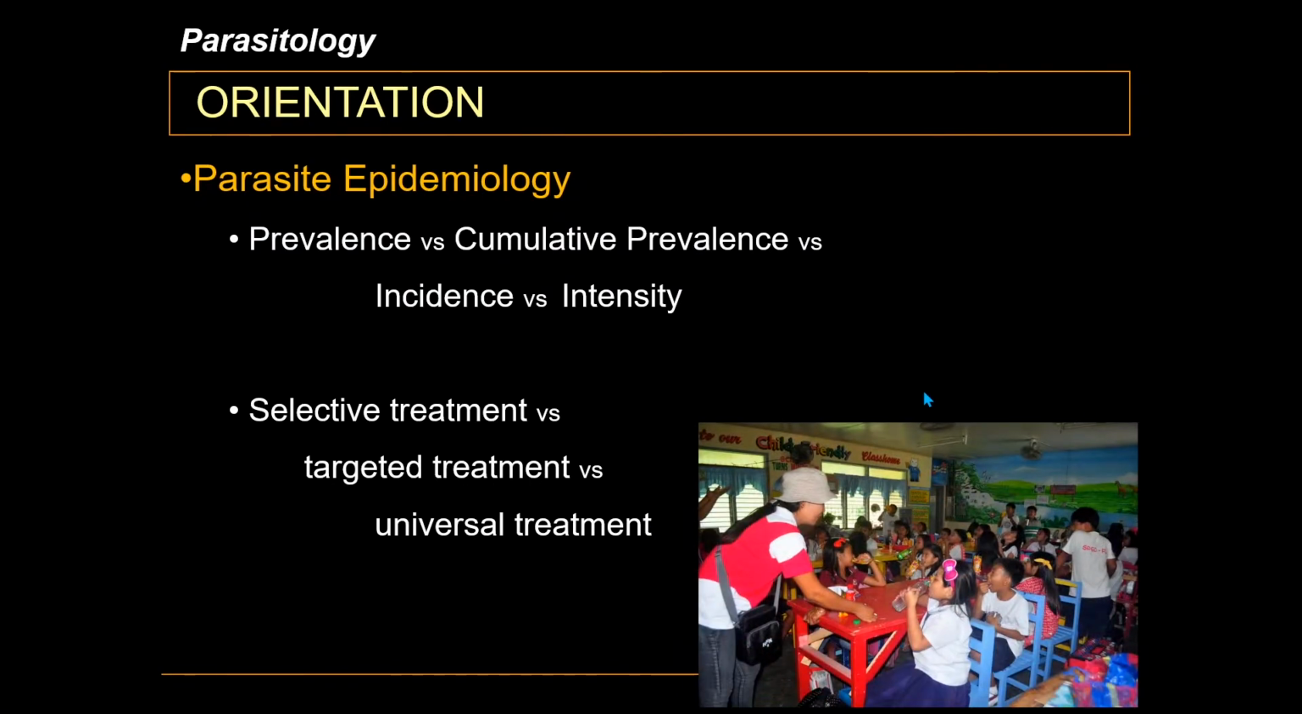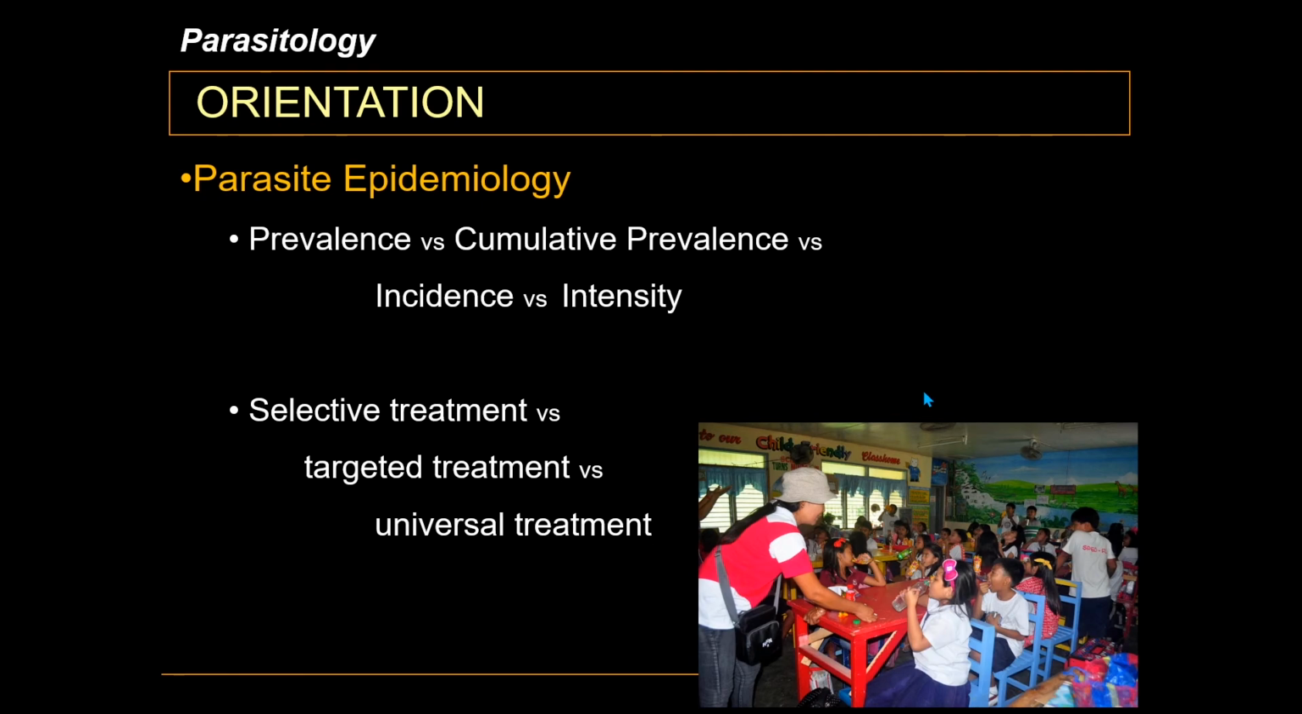It is also worth noting the different treatment strategies associated with parasite epidemiology. You have your selective treatment, wherein individuals are treated; targeted treatment, wherein at-risk groups are defined, and they are the ones given treatment or prophylactic treatment; and universal treatment. This is usually termed your mass drug administration, or MDA, which is a large-scale, population-based preventive chemotherapy.